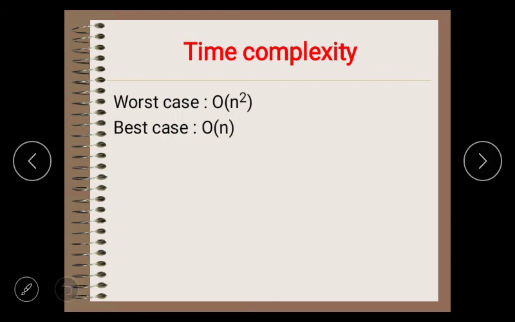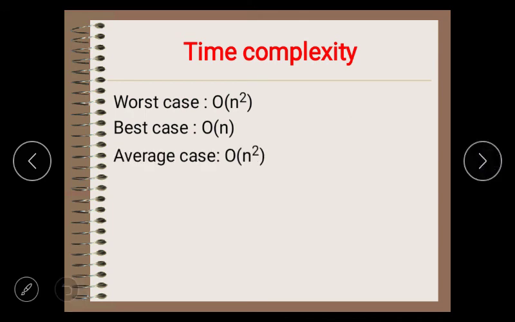And the next, best case complexity, is order of n. When the array is already sorted, the outer loop runs n number of times, whereas the inner loop does not run at all. So there are only n comparisons, thus the complexity is linear. That is the reason why the best case time complexity of insertion sort is order of n.